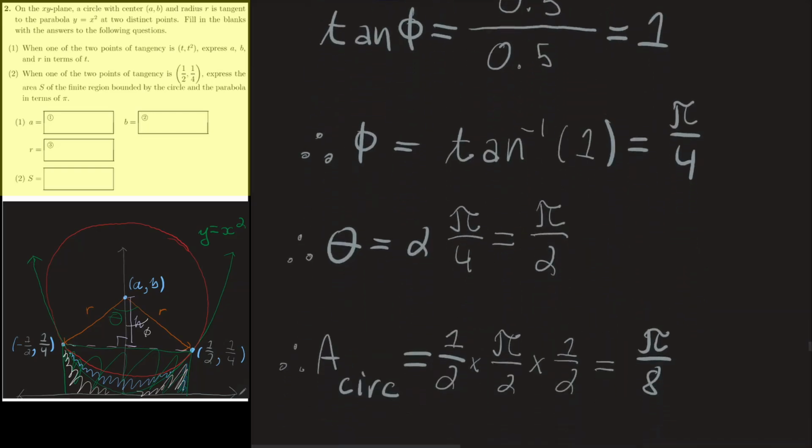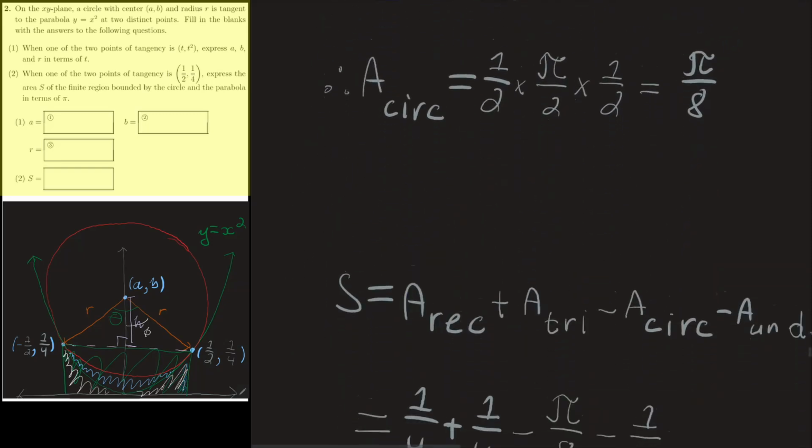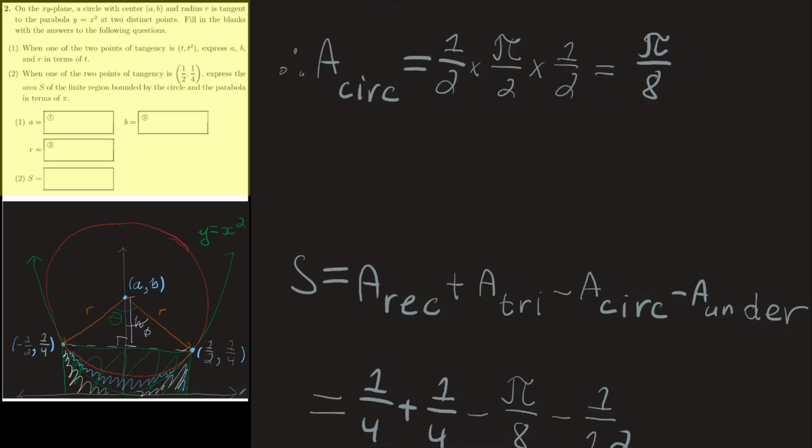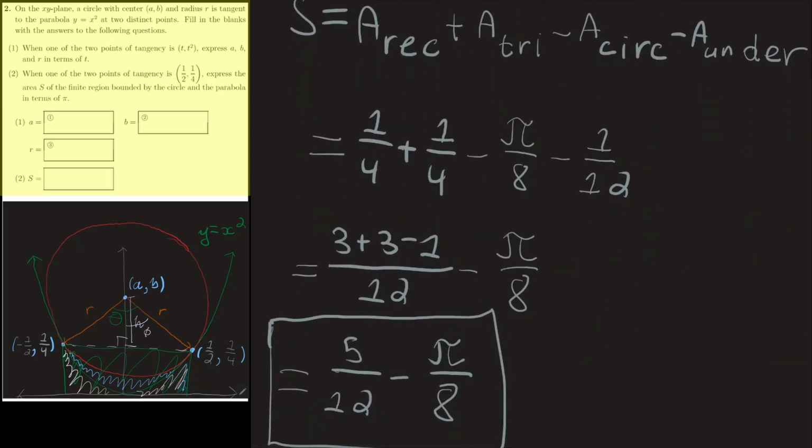So now we can find the area of the slice, and it equals pi/8. So now we're ready to find the final area that we're looking for. So we add the area of the rectangle and the triangle, and we subtract the slice and the area under the parabola. And what we end up with is that the area is 5/12 minus pi/8, and that is the final answer to this question.